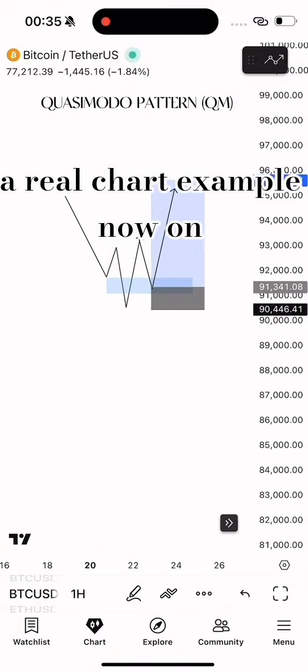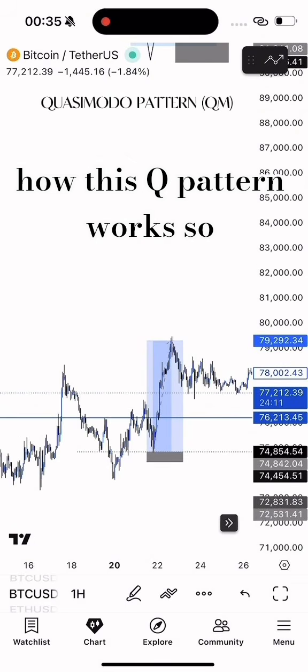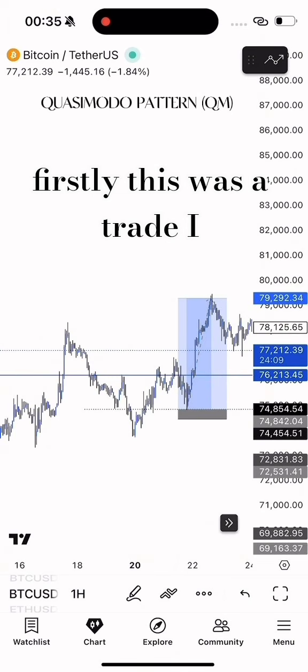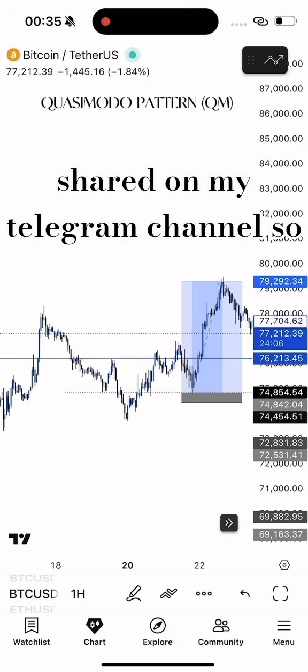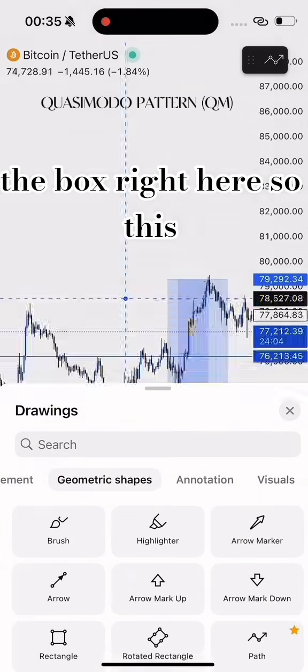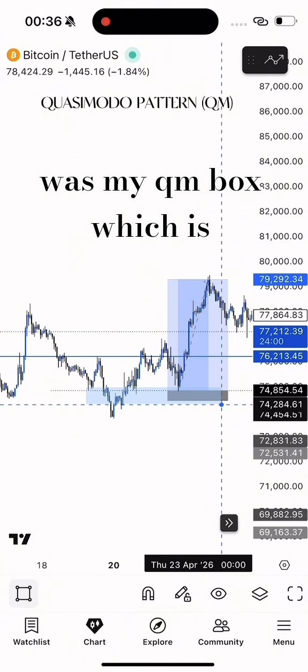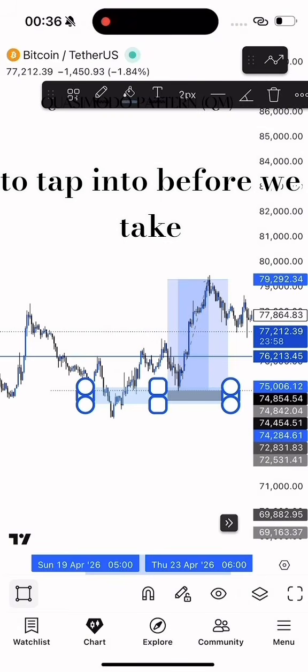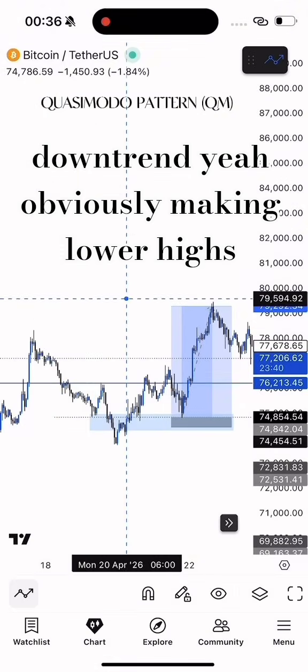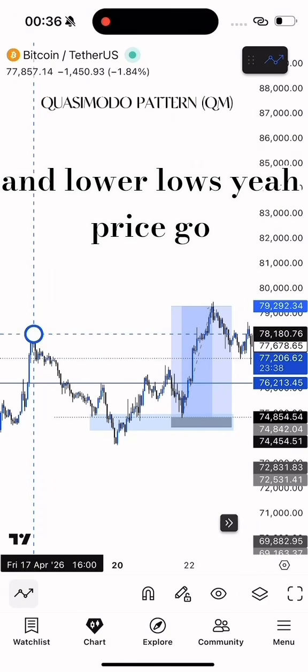So I'm going to show you guys a real chart example now on how this QM pattern works. So firstly, this was a trade I shared on my Telegram channel. So just going to draw the box right here. So this was my QM box, which is the box we are waiting for market to tap into before we take our buys. Price was on a downtrend, yeah, obviously making lower highs and lower lows.